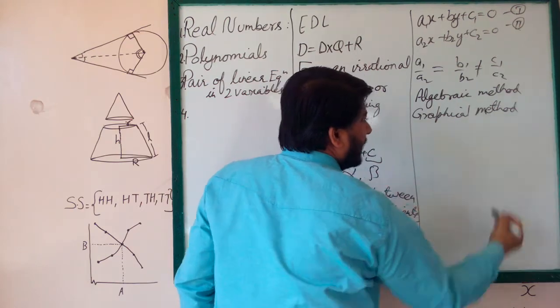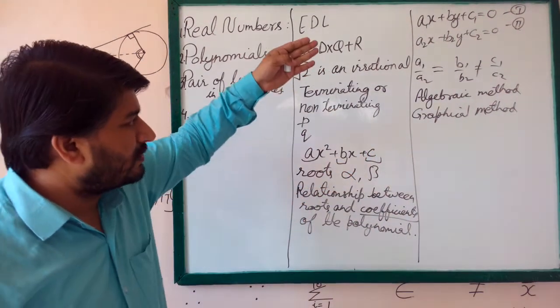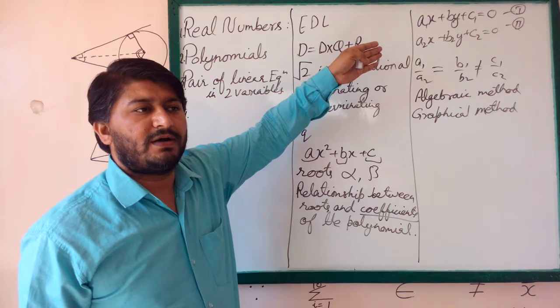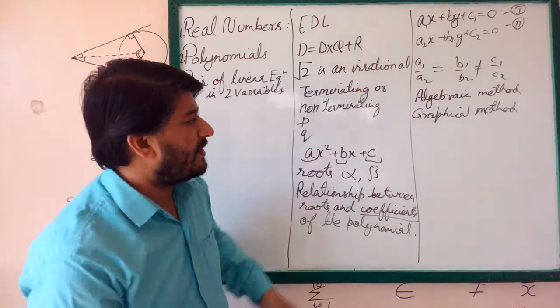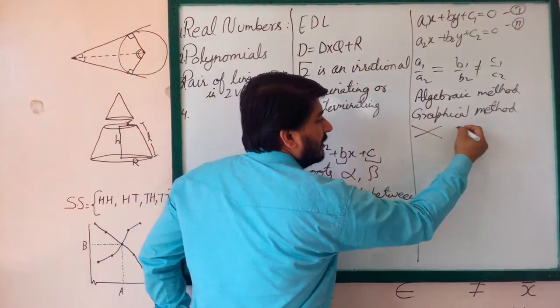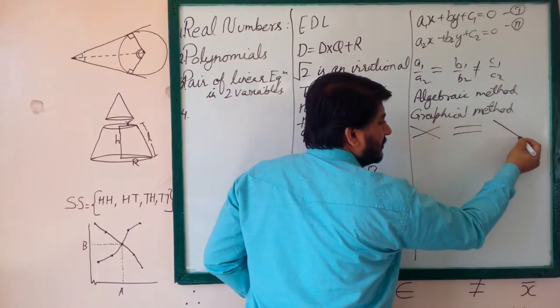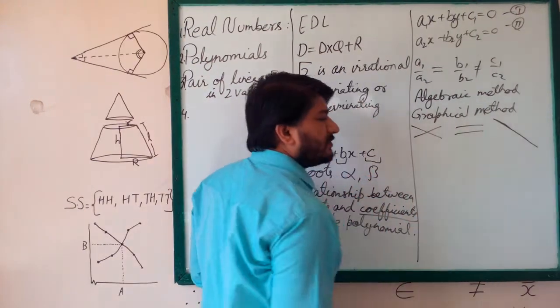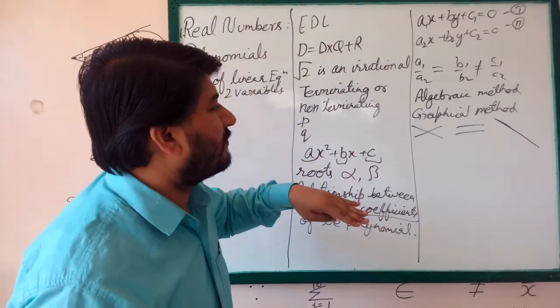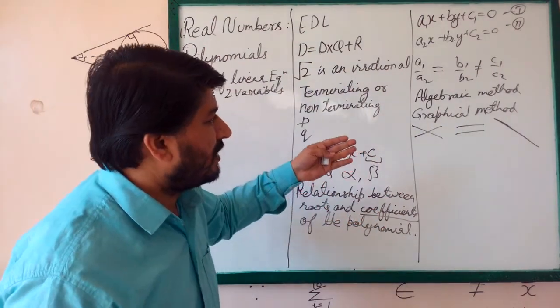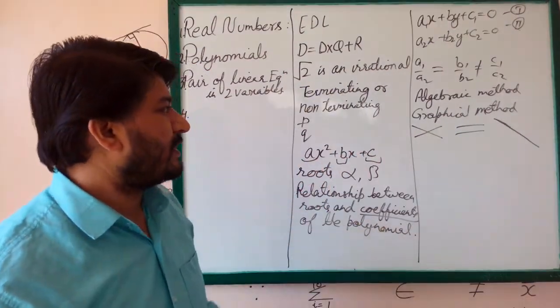In this graphical method, we represent these equations on a graph, and depending on the intersection, parallelism, and overlapping of the two lines, we tell the kind of solution or the nature of the roots of the pair of linear equations in two variables.